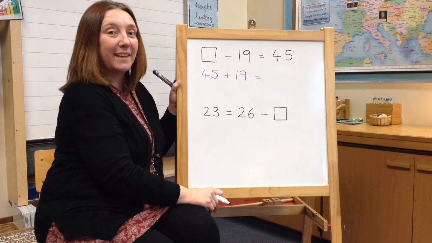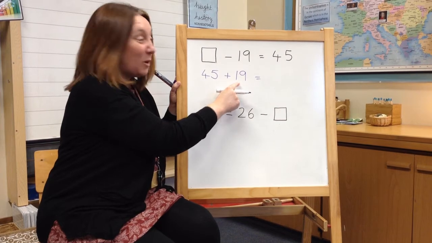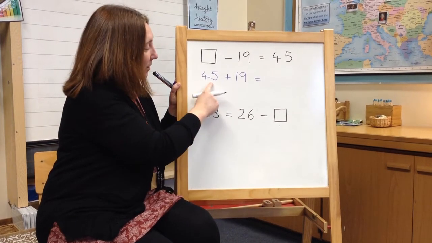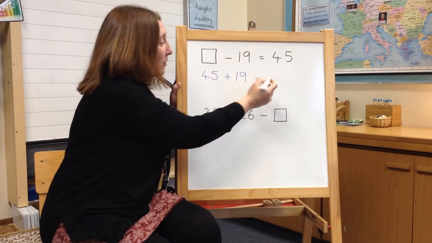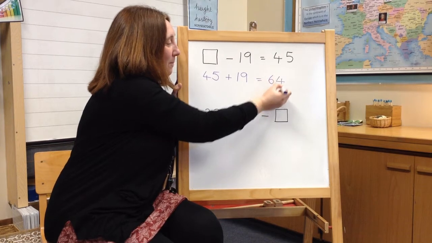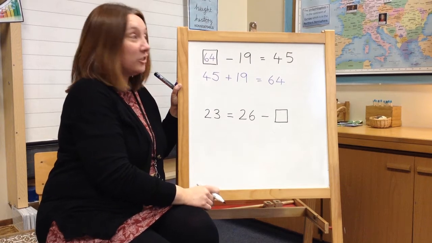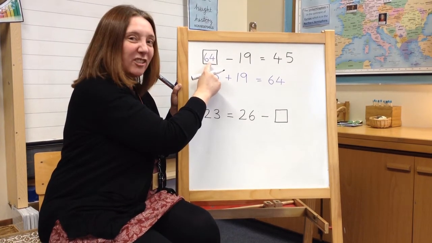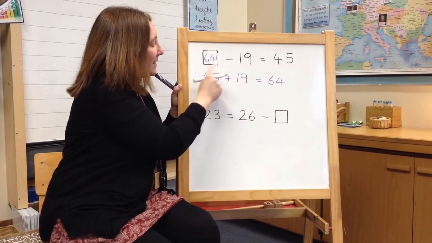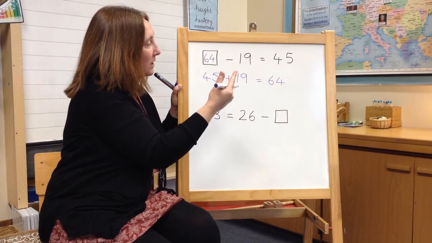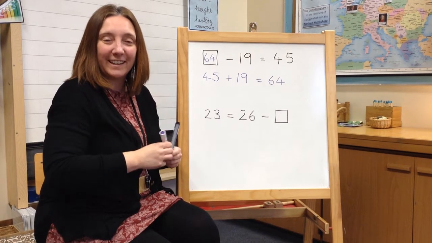Let's choose a good mental method again. We like numbers like that, don't we? So I'm going to round and adjust. 45 add 20 is 65, subtract 1 is 64. So I'm hoping that our minuend will be 64. Let's check. 64, let's round and adjust again. Subtract 19, well let's subtract 20 instead. 64, 54, 44, add 1 back on and we get our difference of 45.